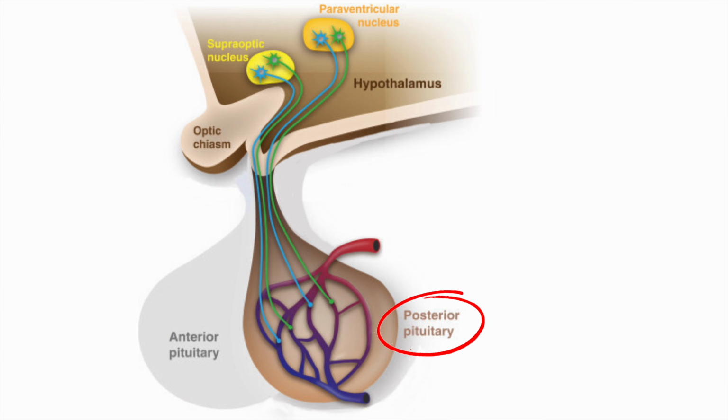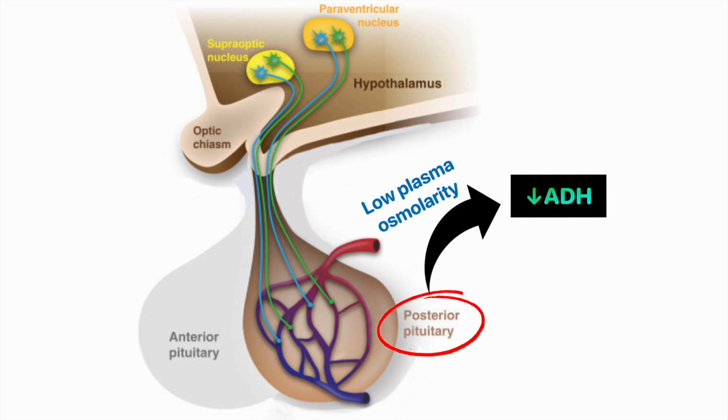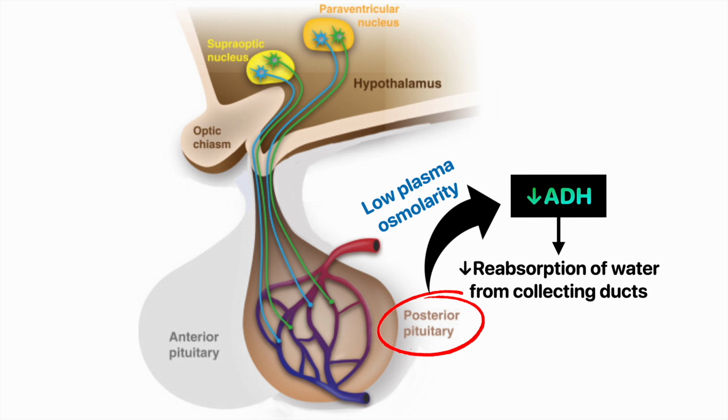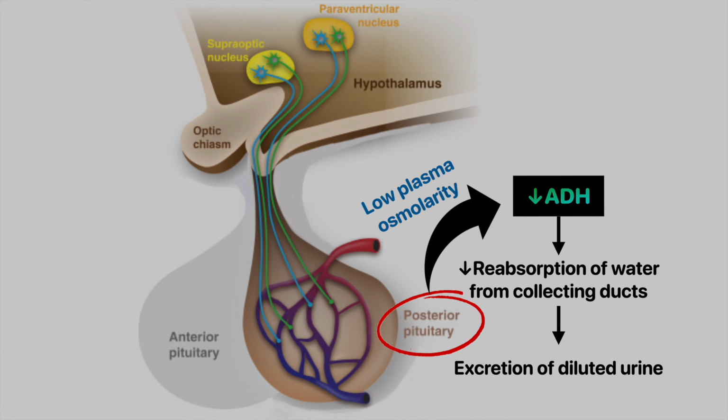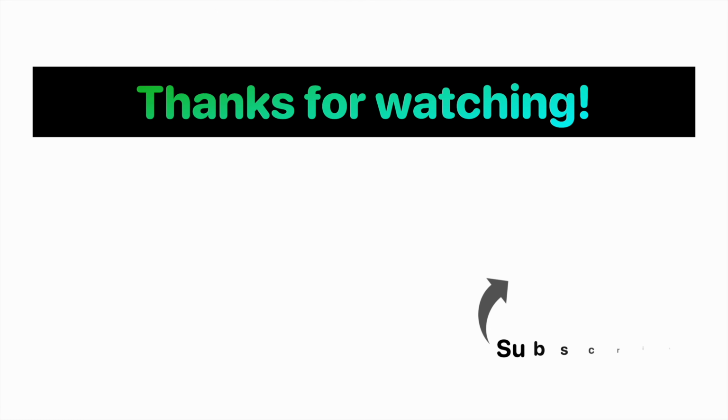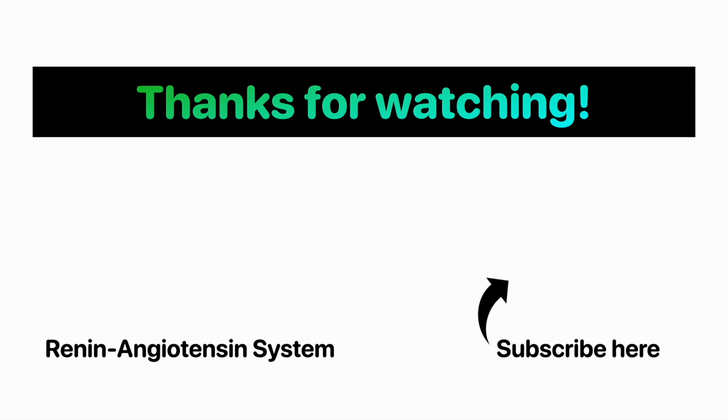But when water content is more in the body, dilute urine is excreted out. This time, ADH secretion from the posterior pituitary decreases. As a result, water reabsorption from the collecting duct also reduces, and the person passes out a large volume of dilute urine. Now, you know what countercurrent mechanism is.